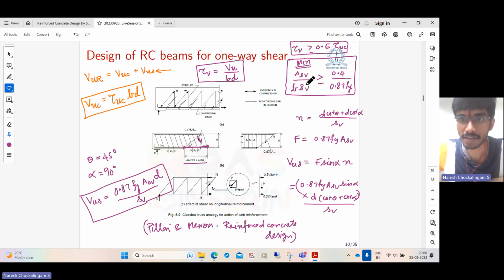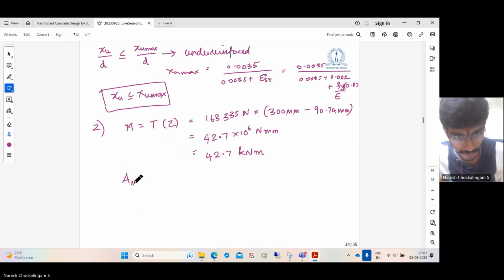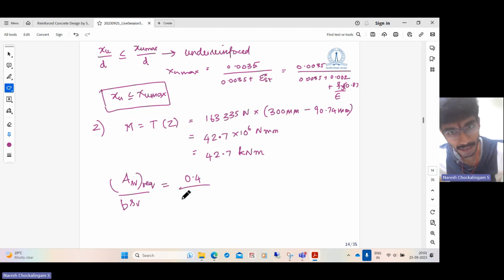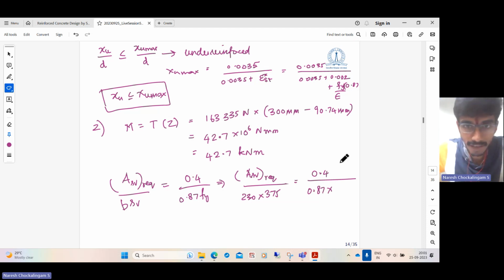And how much is the minimum shear reinforcement? It is given by this. Asv by b Sv is equal to 0.4 by 0.87 fy. So that's all. How much Asv we need to provide? So Asv required by b Sv is equal to 0.4 by 0.87 fy. So just substitute all the values. Asv required divided by what is b, 230, what is Sv, 375, is equal to 0.4 divided by 0.87 into how much is fy?